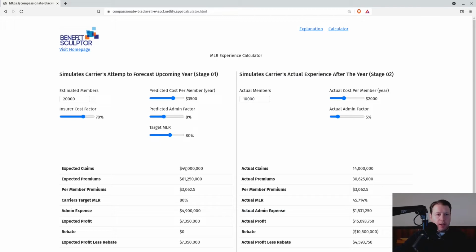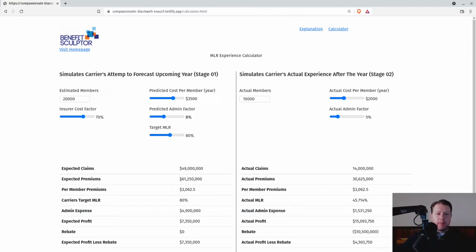So if you'll watch here, as I just move the target MLR, you can see that the expected premiums change. Even though the expected claims aren't changing, that's because they're not going to be affected by MLR. The calculations that are used to determine the expected premium are based upon MLR. It's essentially a factor of right here. It's at 125%, and that's simply 100% divided by 80%.